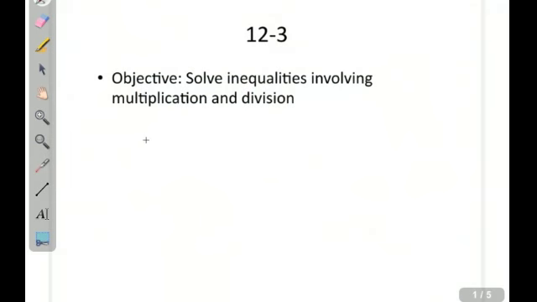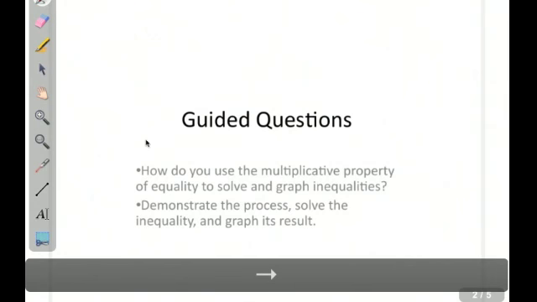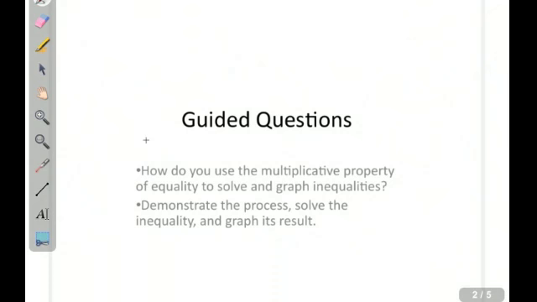In this presentation, we're going to solve inequalities involving multiplication and division. Our guided questions: how to use the multiplicative property of equality to solve and graph inequalities, and be able to demonstrate the process, solve for the inequality, and graph its result.